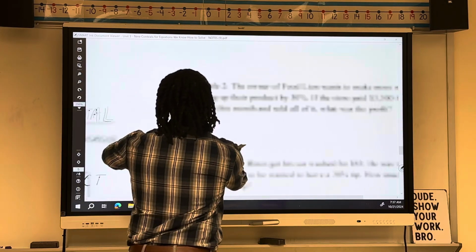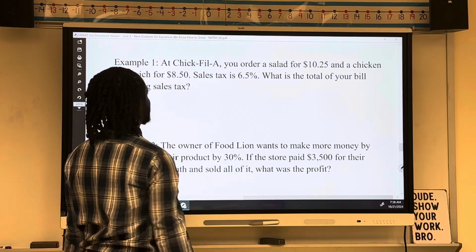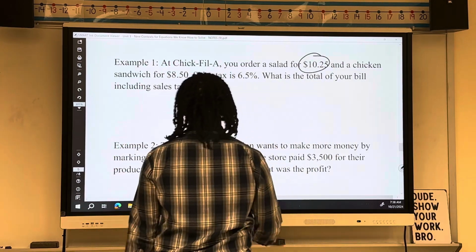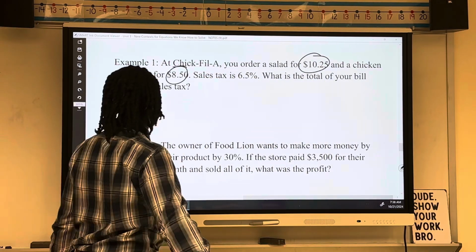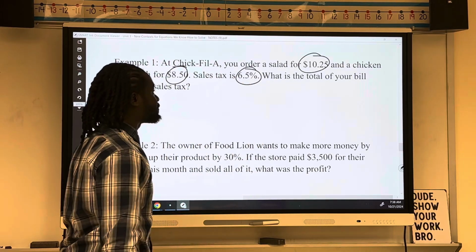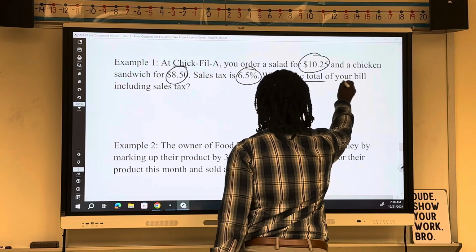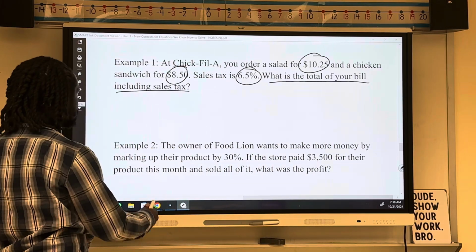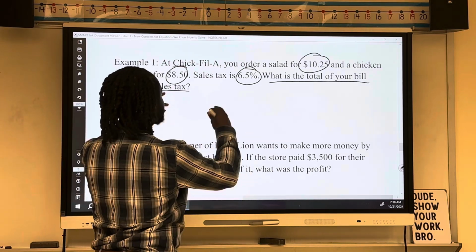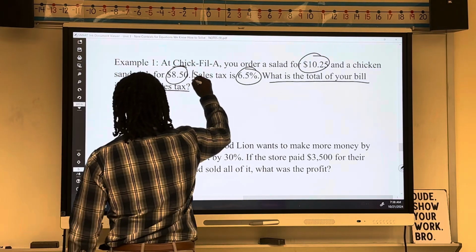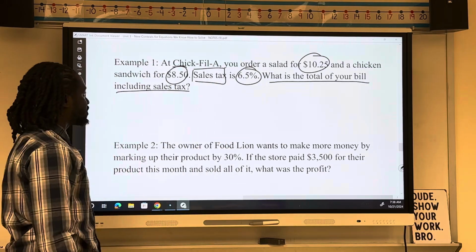So, number one, at Chick-fil-A, you order a salad for $10.25 and a chicken sandwich for $8.50. The sales tax is 6.5%. What is the total of your bill, including the sales tax? Okay, so we've read it, we've circled our numbers, we've underlined the question. This keyword, sales tax, is important.